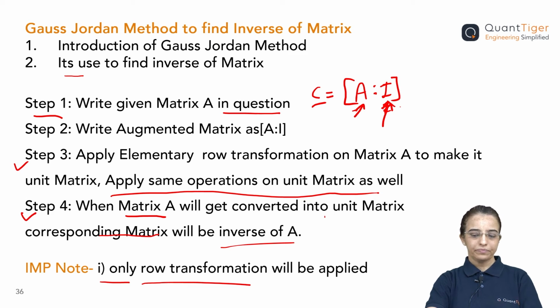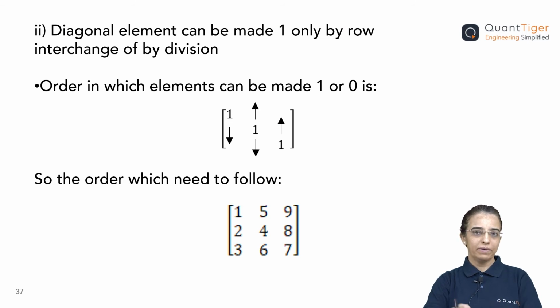And the other thing is that while you are making a diagonal element, you will be making it 1. Converting to a unit matrix obviously means diagonal elements become 1, but you have to take care while making diagonal elements 1. You can make it either by interchanging rows or by dividing that row by some number. Those are the only two ways you can make diagonal elements 1. For making other elements 0, you can apply any row transformation you want, but specifically for making diagonal elements 1, you can either interchange rows or divide the row by some number.